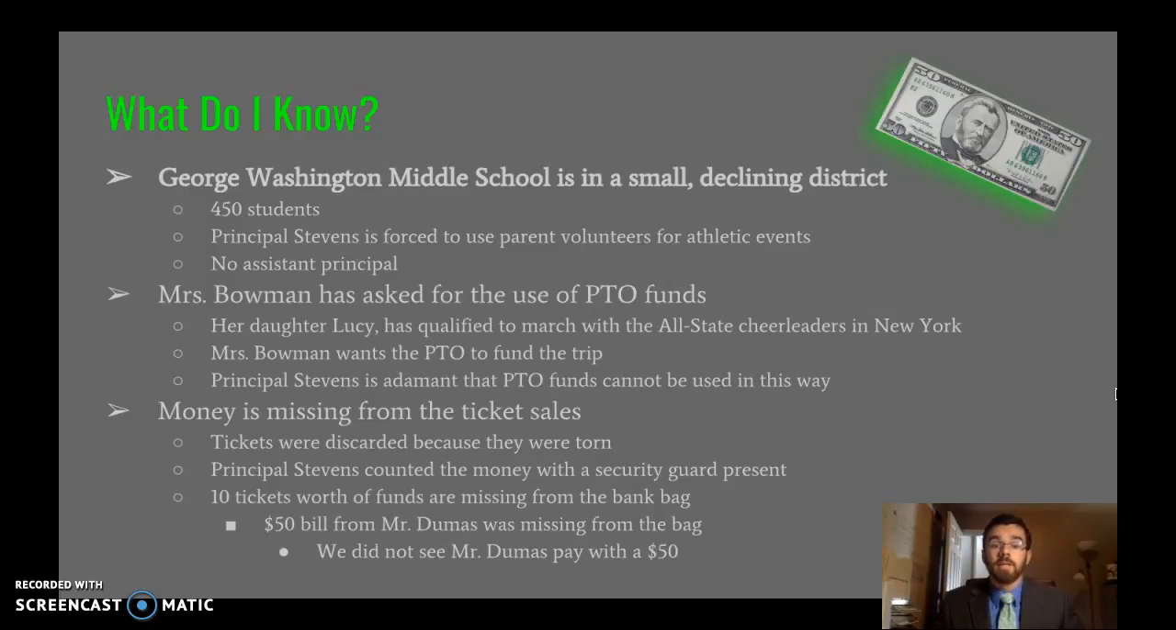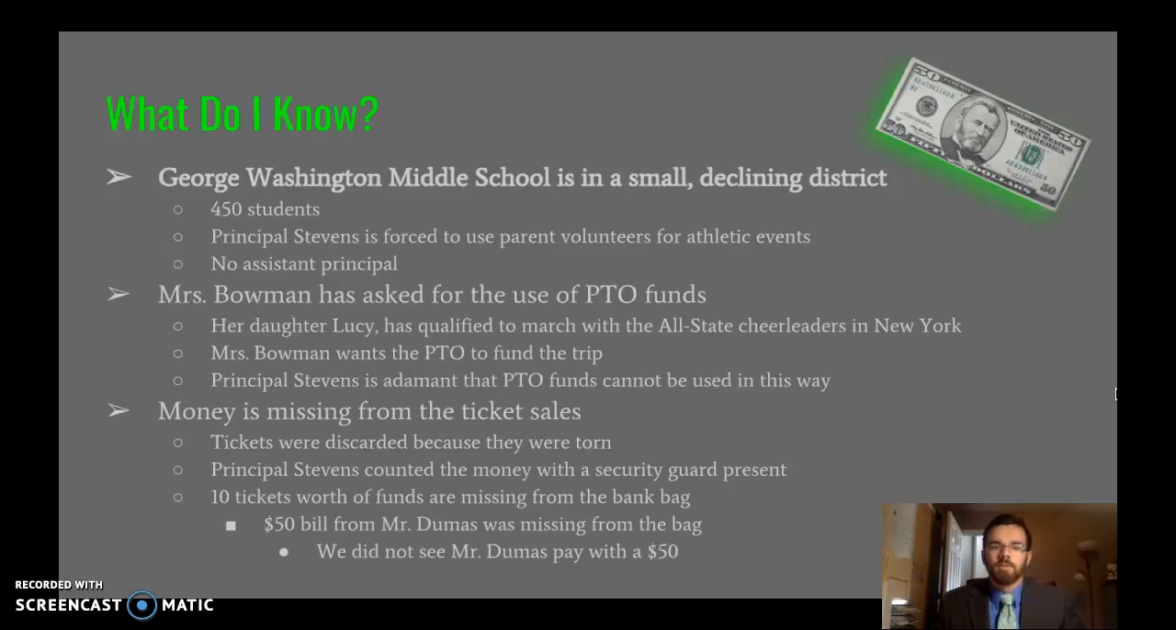Number two, Mrs. Bowman had asked for the use of PTO funds. Her daughter Lucy has qualified to march with the All-State Cheerleaders in New York, so she wants the school and the PTO funds to pay for lodging, food, that type of thing, and she has given a detailed budget to Mr. Stevens. Mrs. Bowman wants the PTO to fund the trip, but Principal Stevens is adamant that the PTO funds cannot be used this way. We have learned in this class that he is correct. PTO funds, if they're raised by all students, are supposed to be used for all students. You can't specifically spend it for one person, so he is correct in that. But Mrs. Bowman is obviously not as happy that these funds can't be used for her daughter.